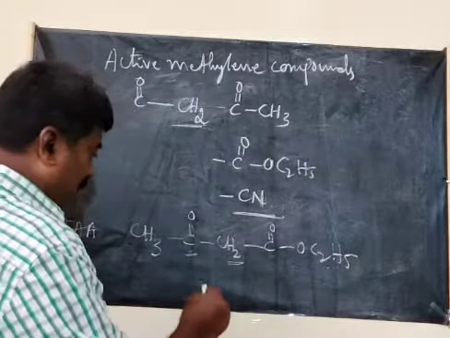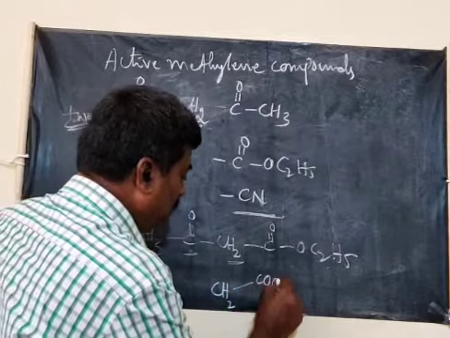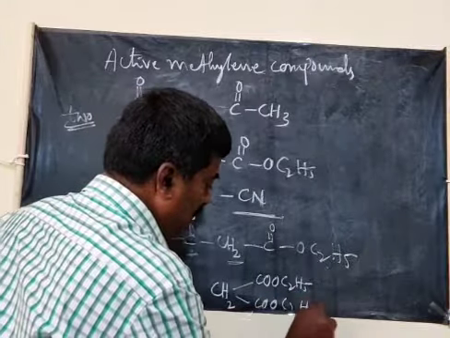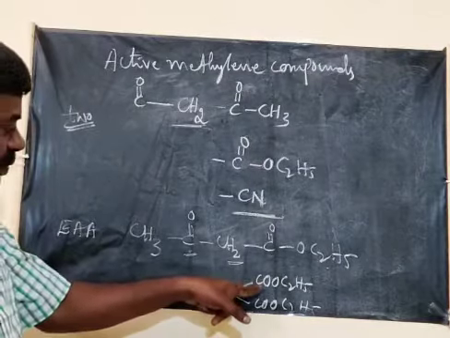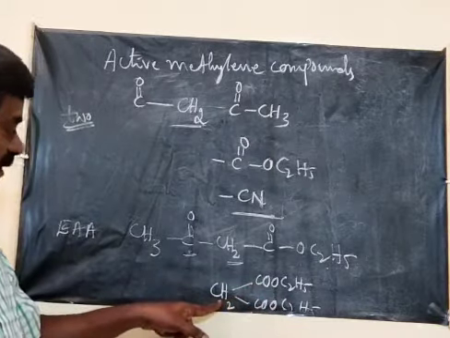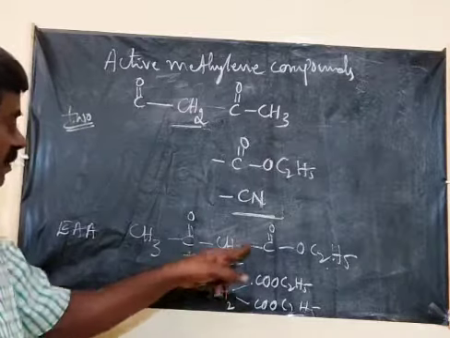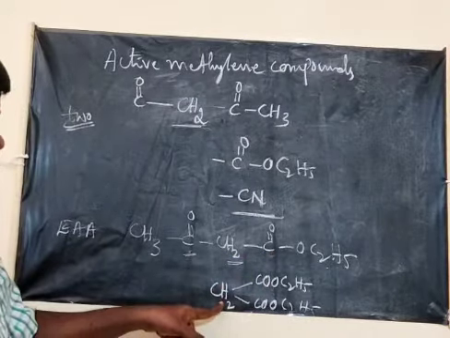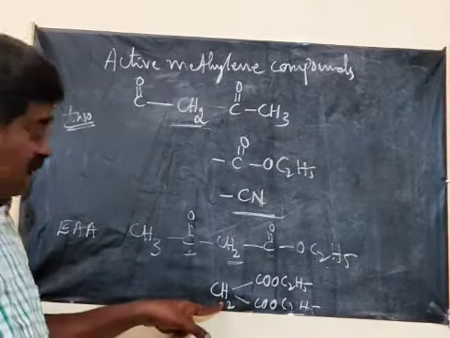Similarly, diethyl malonate: COOC2H5, CH2, COOC2H5. Here this CH2 group is linked to two COOC2H5 groups. The C=O group is more electronegative, so these hydrogen atoms become more acidic. So they can be easily replaced by another atom or group.